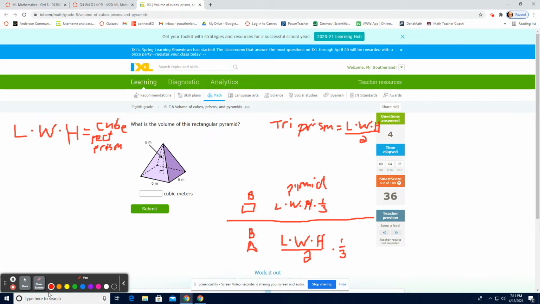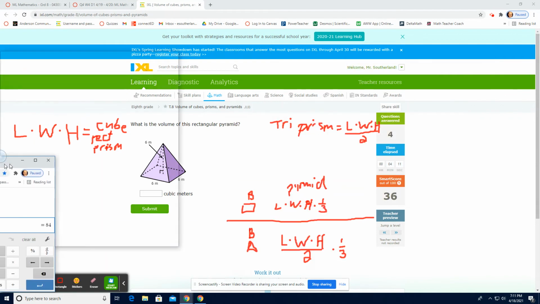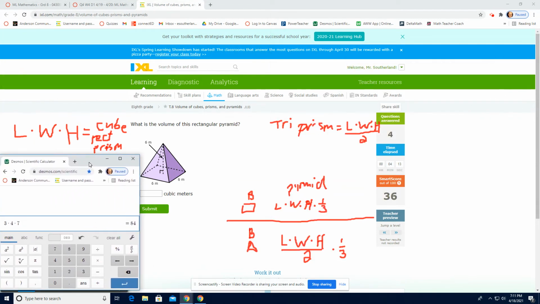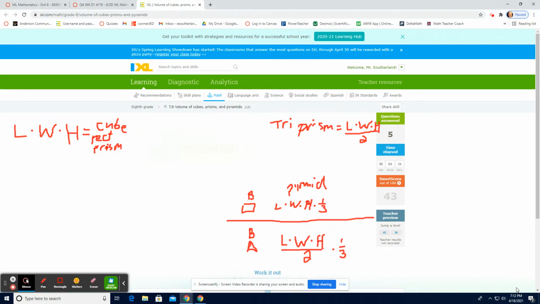In this case, it's the top one, so you go to your calculator and you're going to do 6 times 6 times 6 multiplied by 1/3, which is 72.